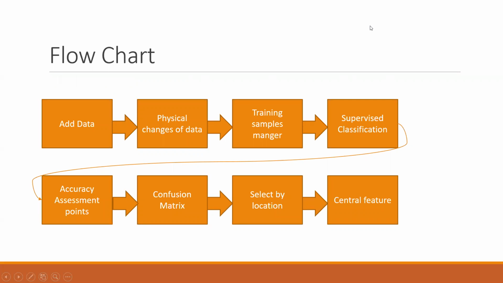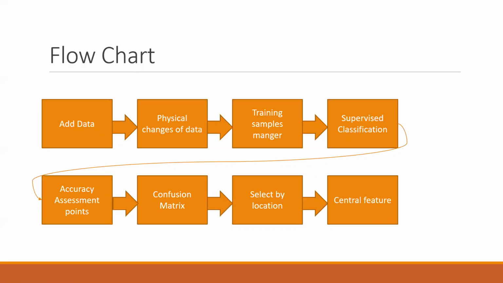So my flow chart, I originally obviously had to add the data first. I added my raster data and vector data. I then performed some physical changes of the raster data. I traced a line of the bike path, added a 1 mile buffer, and then clipped the raster to the extent of that buffer. I then created training samples for supervised classification, performed supervised classification until I was happy with the results, did accuracy assessment points to reclassify, did a confusion matrix to see if the computer and I agreed.